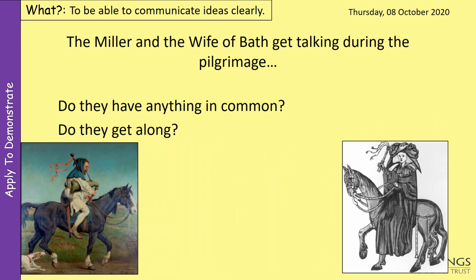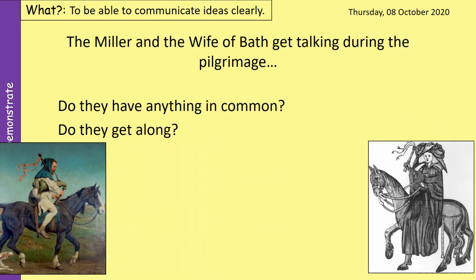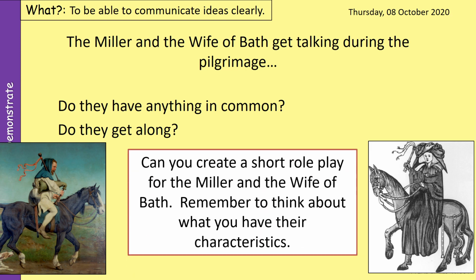Thinking about those characters, what you found out about them and the differences, I want you to create a short role play for the miller and the wife of Bath. Remember to think about the characteristics you've already picked out, so this should be quite a straightforward task. Pause here and complete your role play.